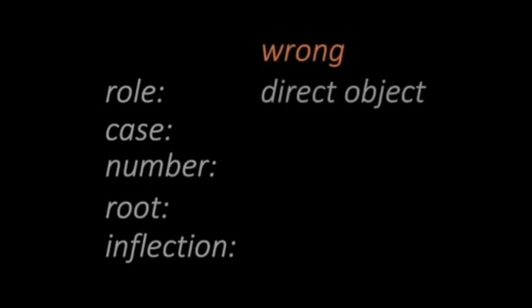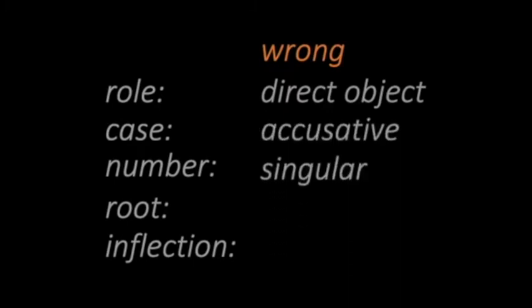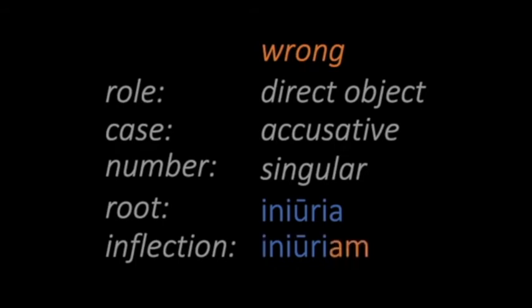Our next word is wrong in the role of direct object. The direct object role requires the accusative, and wrong is singular. The root meaning wrong in Latin is iniuria, and the ending for the accusative singular is am, so the proper form is iniuriam.